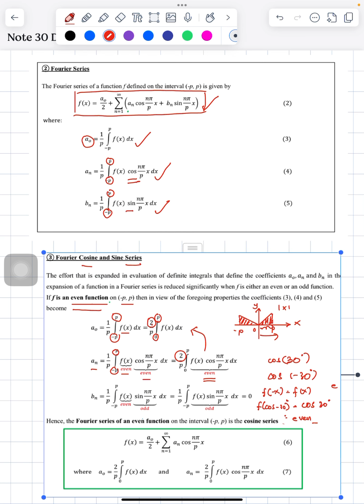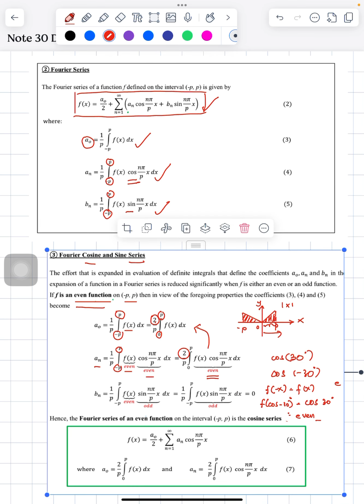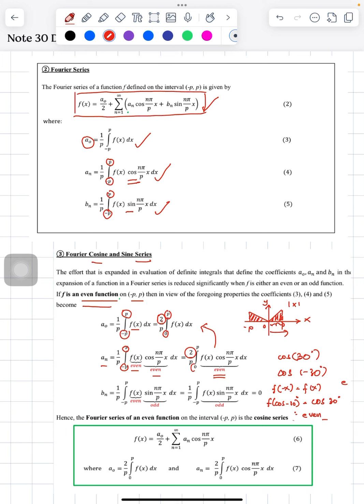Okay, the interval you can change from 0 to p instead of negative p to p. So here from 0 to p instead of negative p to p. Okay, so for even function we can compute a naught and a_n this way.